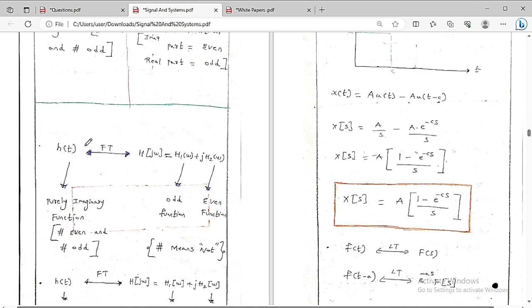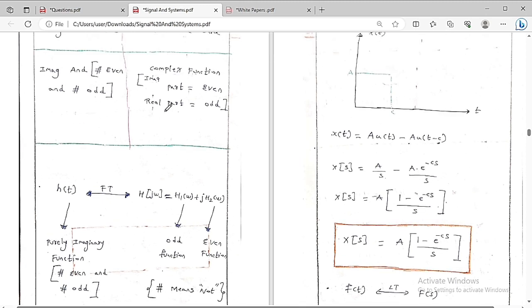Suppose h of t is there. For h of t, I did the Fourier transform. Then what I got is H of j omega, which is H1 of omega plus j into H2 of omega. So this one you see. If h of t is a purely imaginary function, and is neither an even signal nor an odd signal, then what is the real part? The real part is an odd function and the imaginary part is an even function.